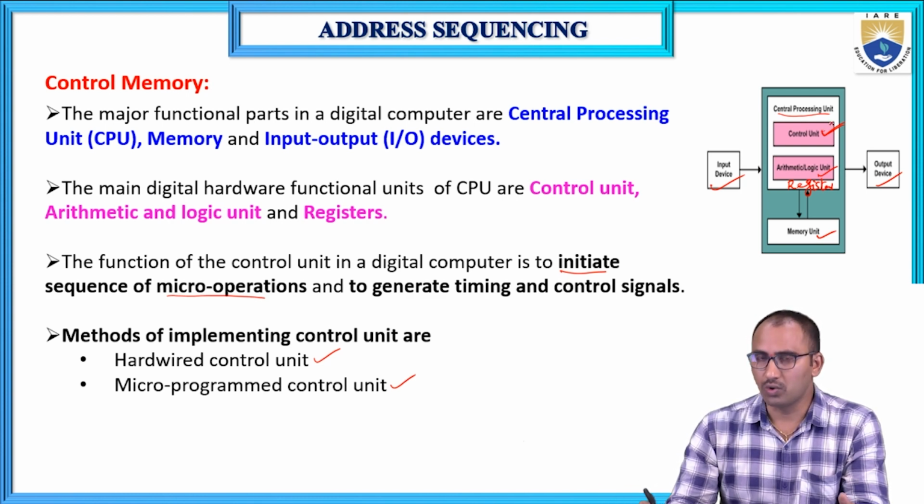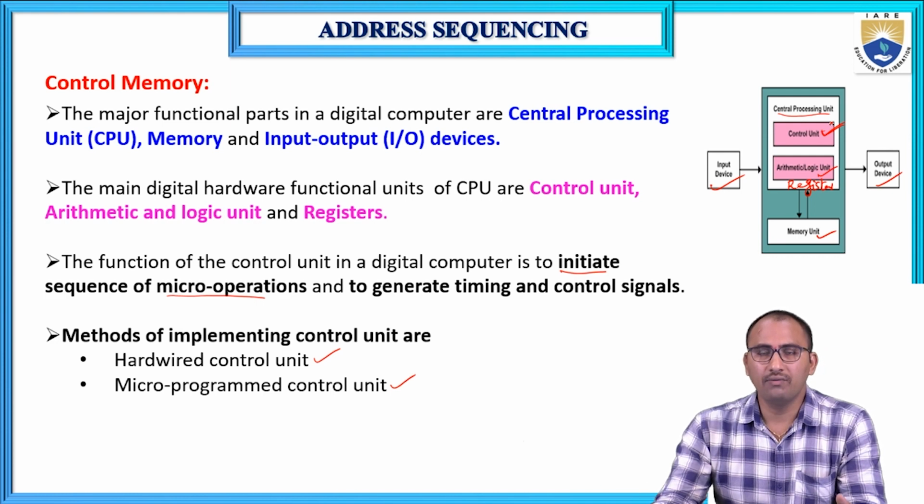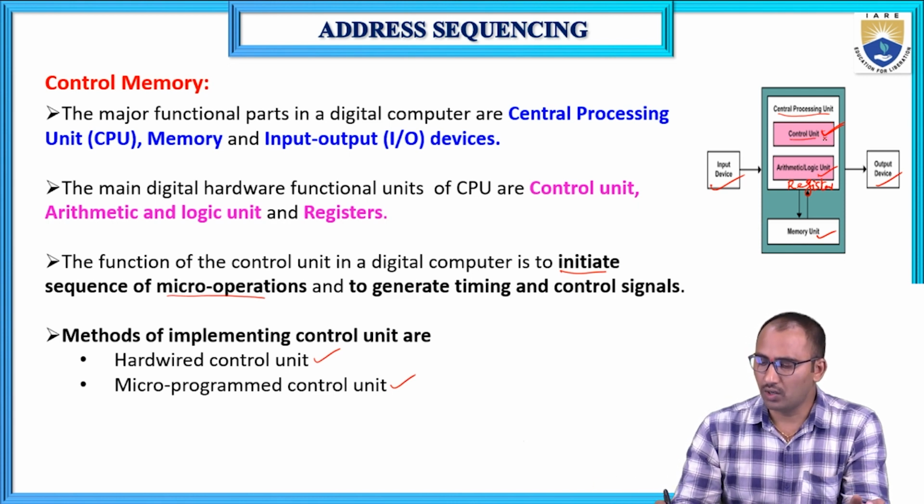we are using this control unit, and the control unit also generates different timing and control signals, because these timing and control signals are required in order to coordinate different modules inside the computer. We have so many digital modules inside, like decoders, encoders, registers. So in order to coordinate all those modules, we require some timing and control signals, and these are generated by the control unit.